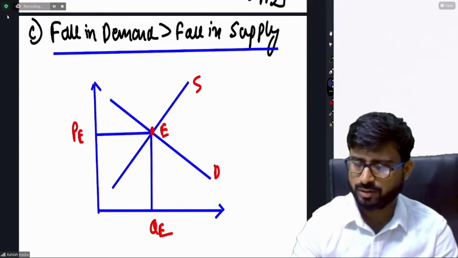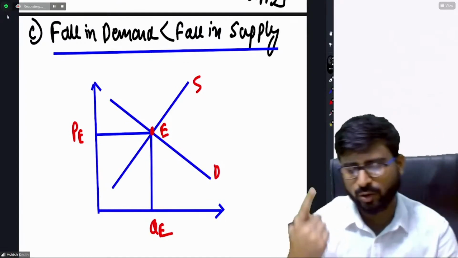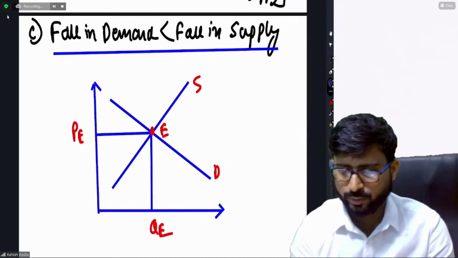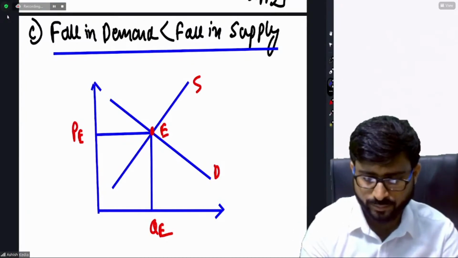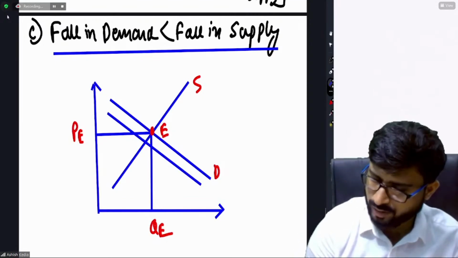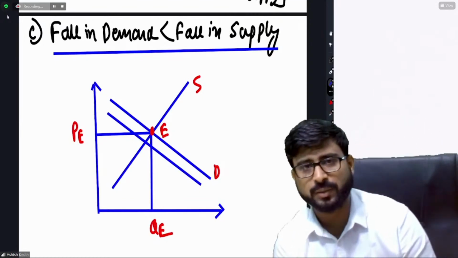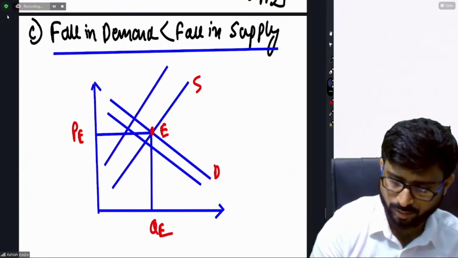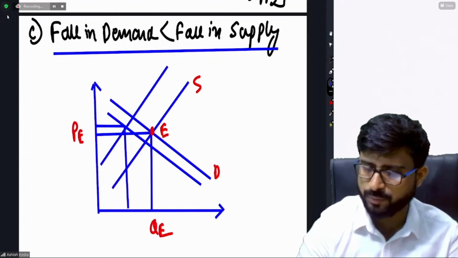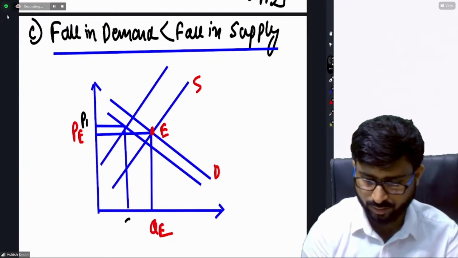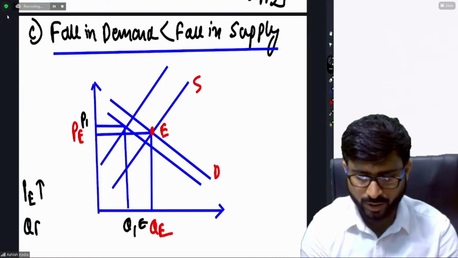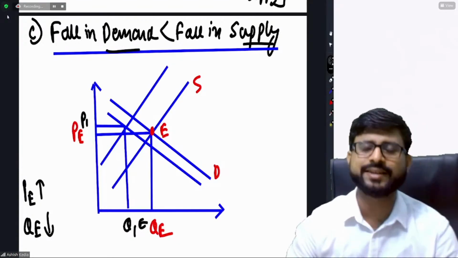Okay, this is not the case. Fall in demand is less than, because case A we have done already. Fall in demand less than fall in supply. So leftward shift of demand is less, but fall in supply is greater. So as you see, quantity will fall but price will rise. So equilibrium price rises, equilibrium quantity falls. Obviously, since both demand and supply are falling.